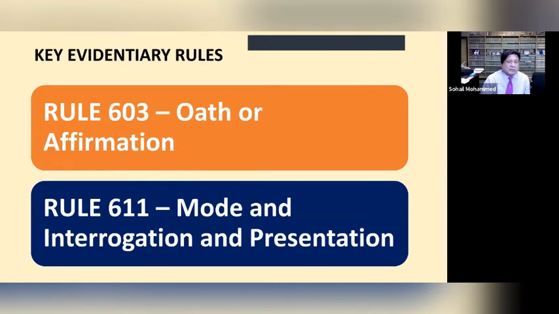Rule 611, this is the golden rule for the judges, mode and order of interrogation and presentation. Again, the judge has control over the proceedings. So simply ask the judge to invoke Rule 611 if you want to call the witnesses out of order, or if you want other things that the judge to consider.